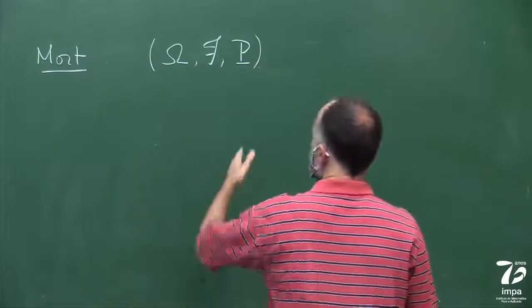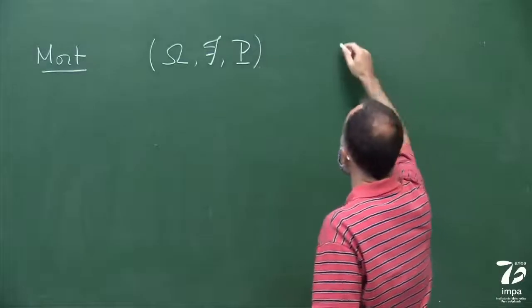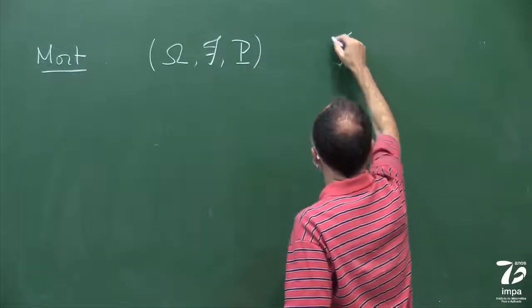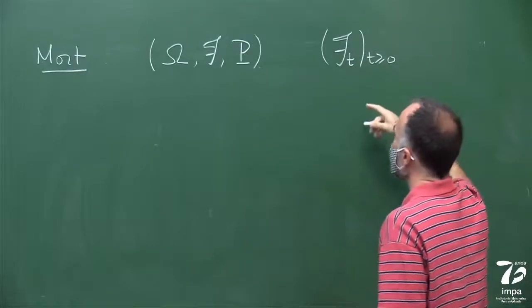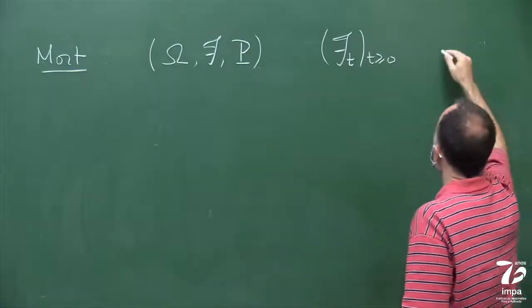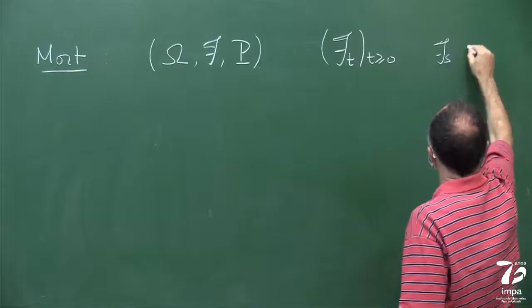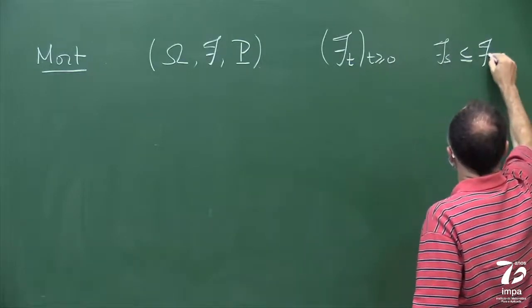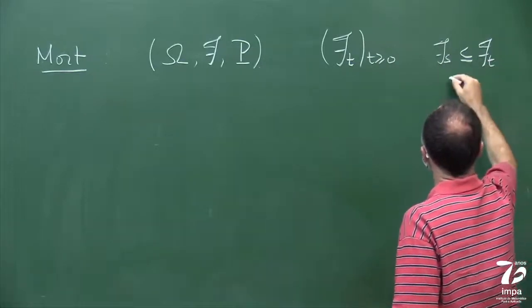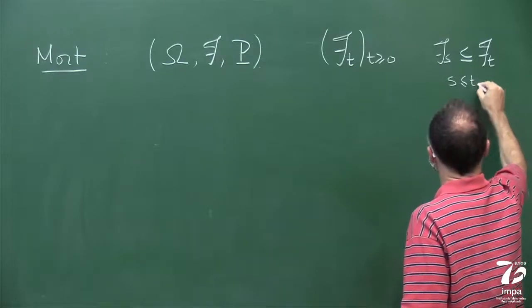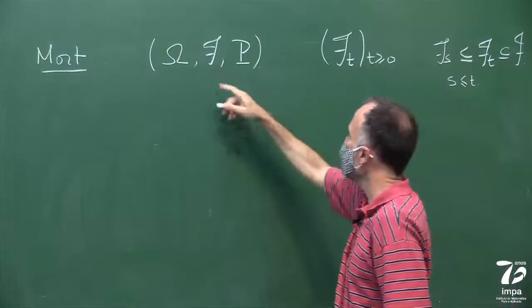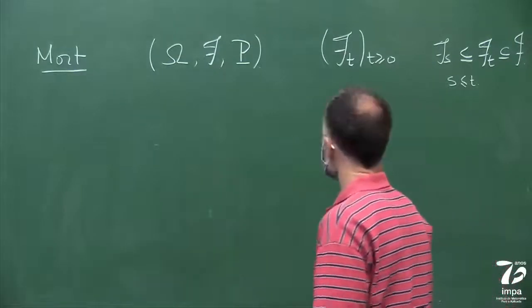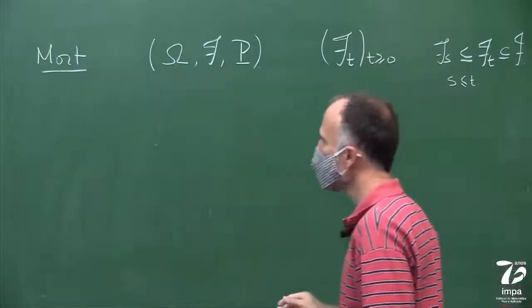And in this probability space, we have a filtration, which is something we have already seen. So this is a sequence of sigma fields which is increasing. So F_s is contained in F_t if s is less or equal to t, and they are all contained in this big sigma algebra F. Okay, so this is my starting point.